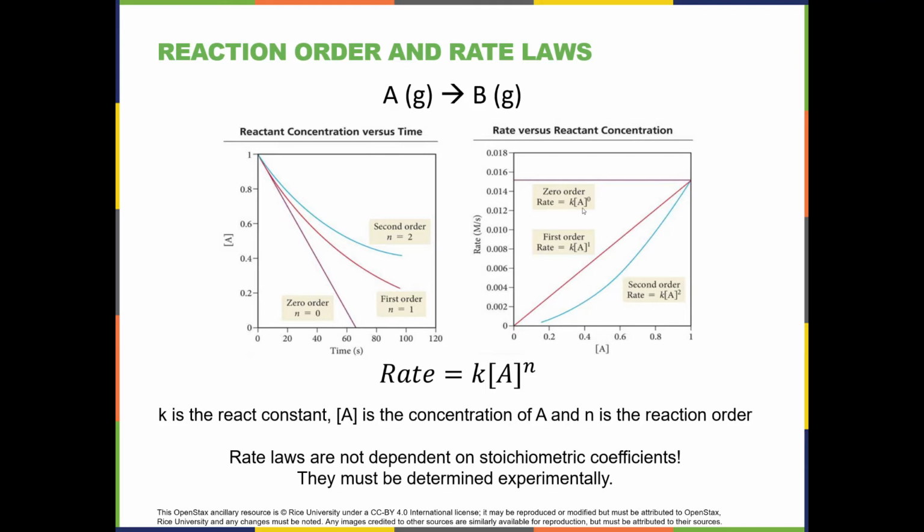So for a zero order reaction, the reaction will not slow down as the reactant gets used up. But for a second order reaction, the reaction will slow down dramatically, because there's a squared relationship as the reactant gets used up. So this gives you a little bit of an idea of the rate law. Unfortunately, the math to calculate rate laws is not super straightforward. So I'd like to spend a little bit of time going over some examples of that.